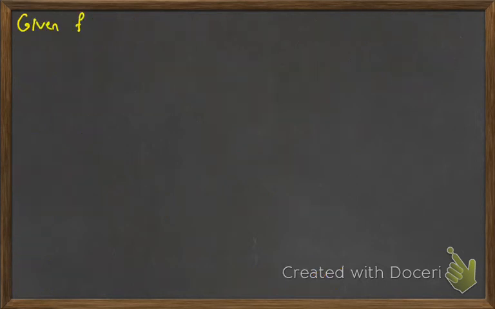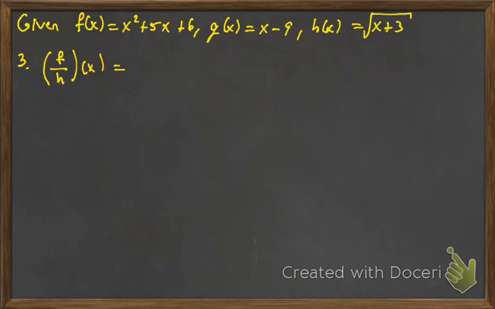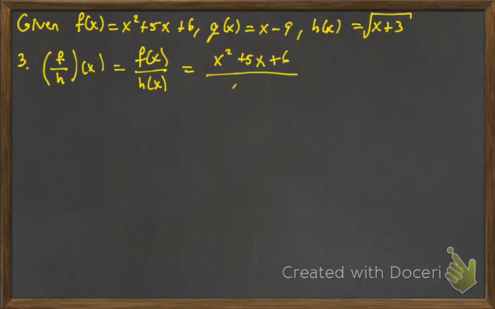So it's going to be the same function, so I'm going to write them real fast. Okay, so now we're going to look at division. We're going to look at f divided by h of x. So that's going to be the formula for f divided by the formula for h. And the top is going to be x squared plus 5x plus 6, and the denominator is going to be the square root of x plus 3.